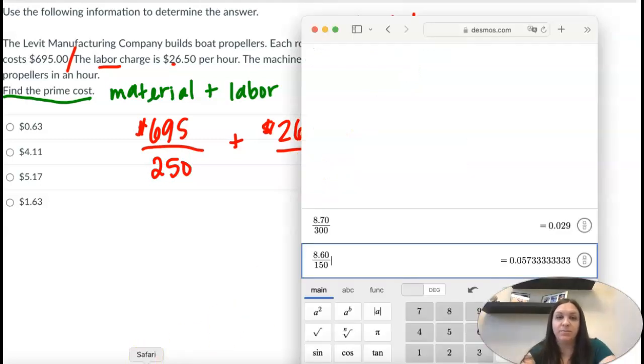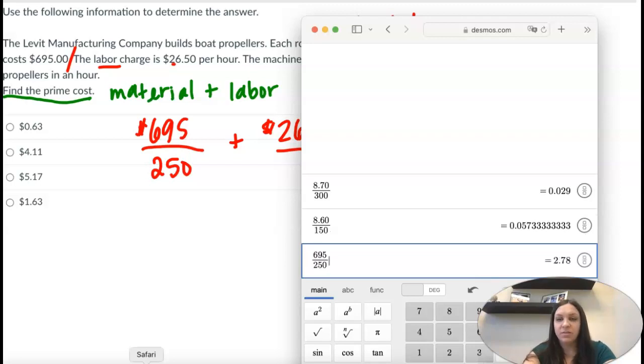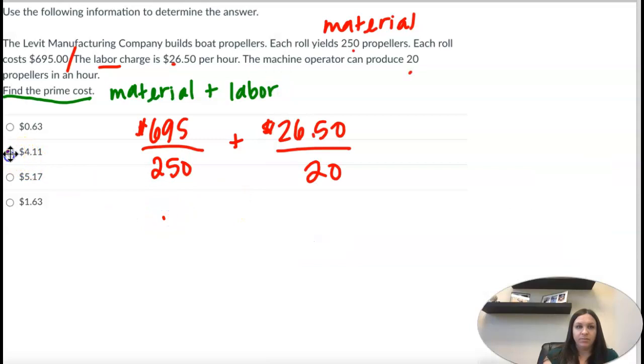Let's see what we get. So $6.95 divided by 250, that's the materials, plus the labor, $26.50 divided by 20, is 4.105, which rounds to 4.11. Okay, so on this section, find what you're looking for. Create your fraction. Prime means add them together. Good luck.